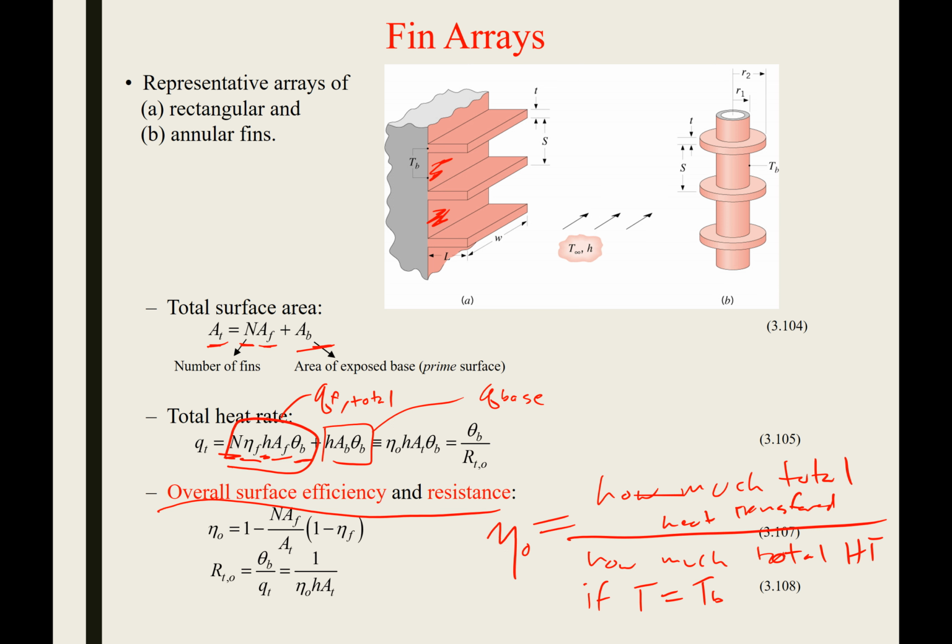So a perfectly efficient system by this definition would just mean all your fins and the whole thing remains at the base temperature. It conducts heat so well that everything is all at the base temperature, and then you still maintain a really large driving force for convective heat transfer over the entire surface area of your array.